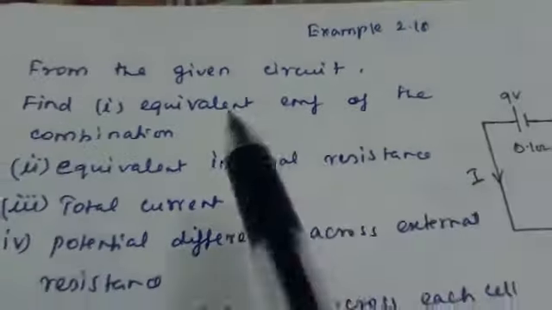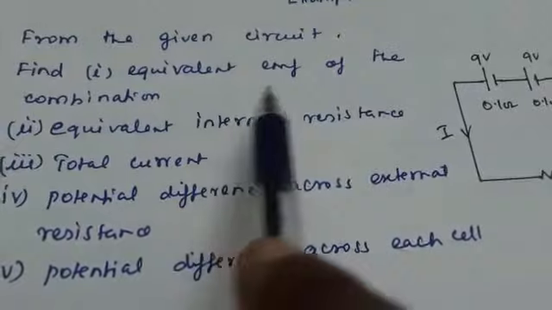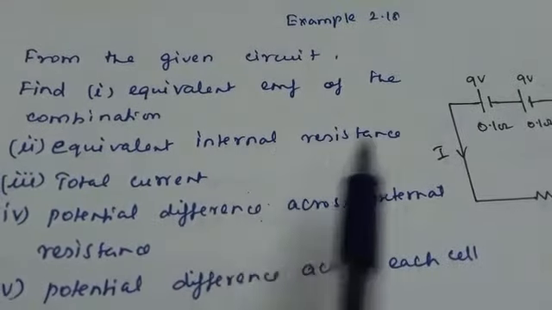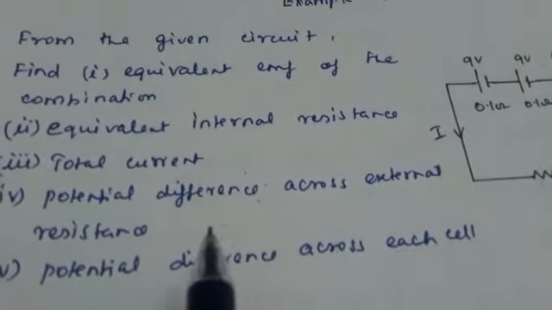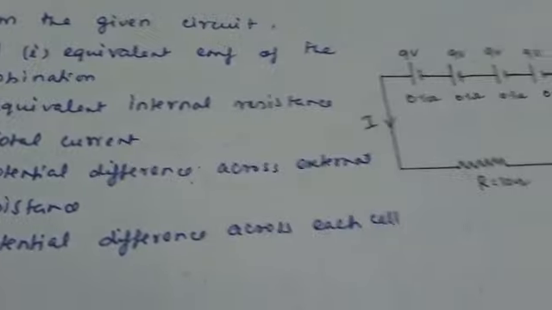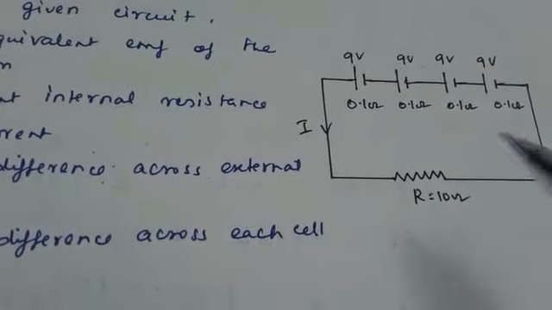Example 2.18. From the given circuit, find the equivalent EMF of the combination, then equivalent internal resistance, total current, potential difference across external resistance, and potential difference across each cell. Now this is your diagram given.